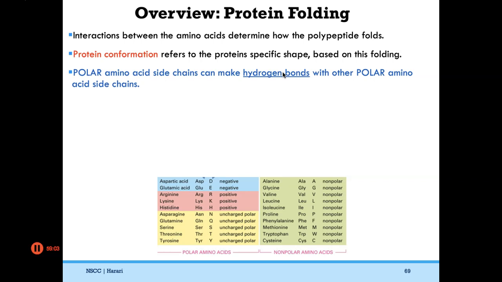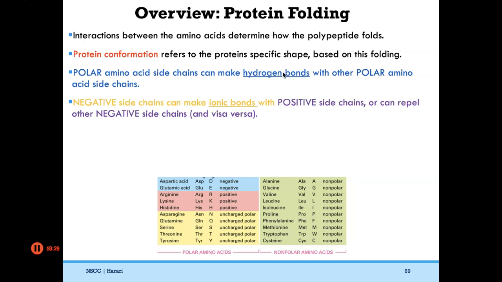And the way that it achieves this conformation is dictated in the sequence of amino acids. So try to visualize, every protein has a specific sequence of amino acids. And depending on how far away the amino acids are from each other, they can form different kinds of interactions. So polar amino acid side chains can make hydrogen bonds with other polar amino acid side chains. Any negative side chain can make an ionic bond with a positive side chain. Or a negative side chain could repel another negative side chain, so that can move them farther apart.